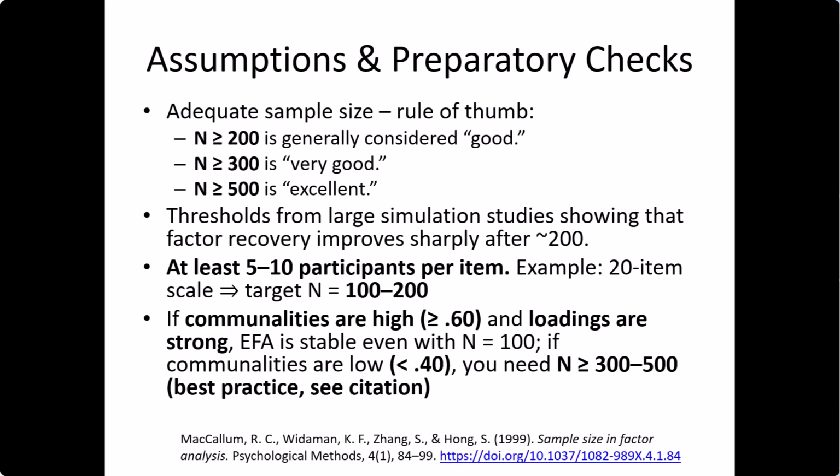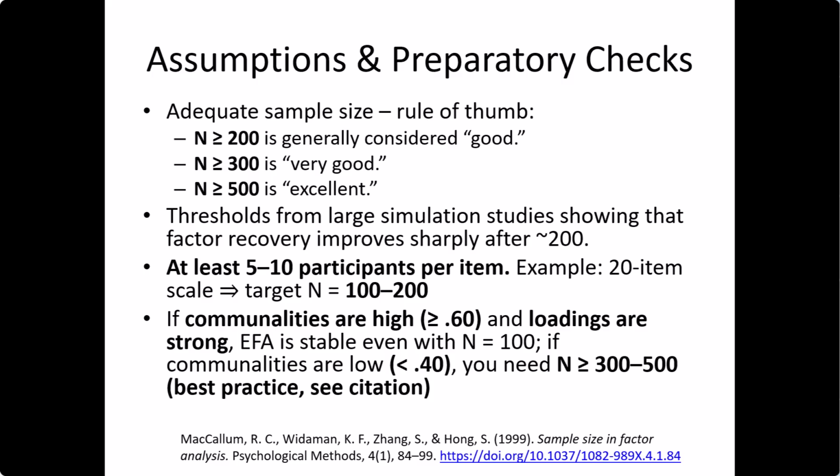So what are some of the assumptions and preparatory checks? First, let's talk about sample size. A rule of thumb is that anything over 200 in your sample is considered good, and anything over 500 is excellent. Large simulation studies have shown that factor recovery improves sharply after 200, so the more you have, the better. Some others say at least 5 to 10 participants per item. So for example, if you have a 20-item scale, you would need to have 100 to 200.